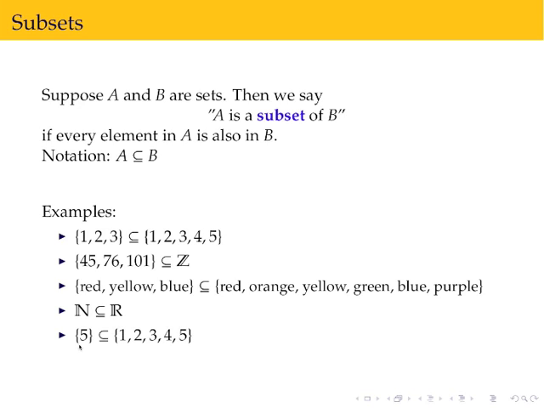And {5} is a subset, well, the set containing 5. Now, this would not be true if this didn't have the curly brackets around the 5. 5 by itself is an element of this set, but you can have a set that only has one thing in it. Sometimes we call that a singleton set. But this is the set containing 5. That's a subset of 1, 2, 3, 4, 5.